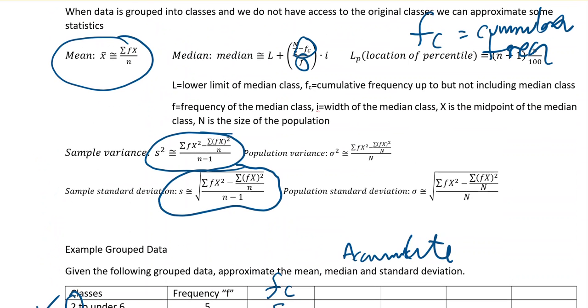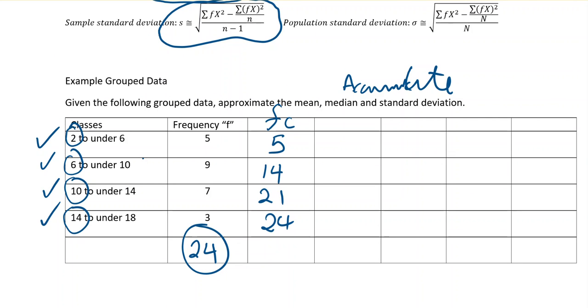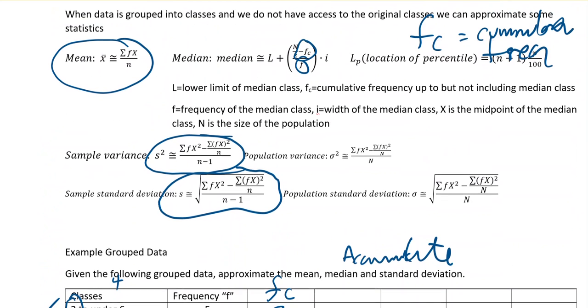I is the width of the median class. The width is how wide it is. So it's all going to be the same for all of them because they're the same width. The width from 2 to 6 is 4 units. 6 to 10 is 4 units. 10 to 14 is 4 units. 14 to 18 is 4 units. So we know that.